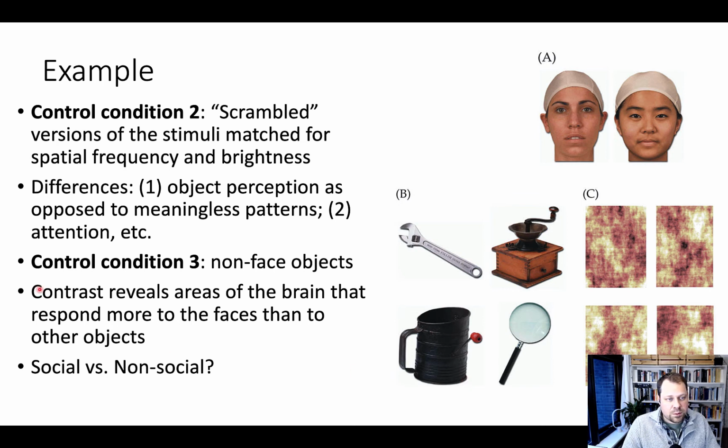And this would reveal then areas of the brain that respond more to faces than to other types of objects, or sort of social regions within the visual system versus non-social regions within the visual system. That's probably the best condition that we can think of in this scenario, and a good control condition when we want to identify specifically those regions that are involved in face perception.